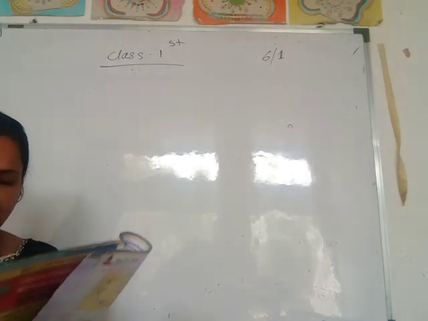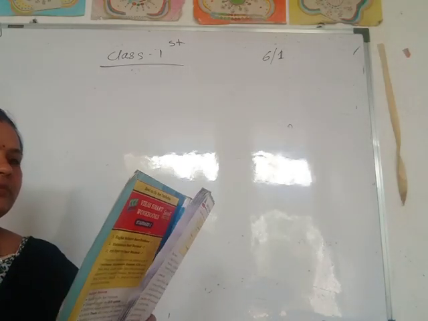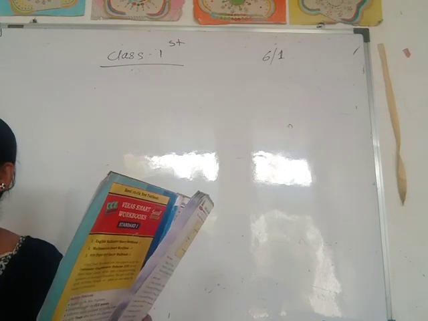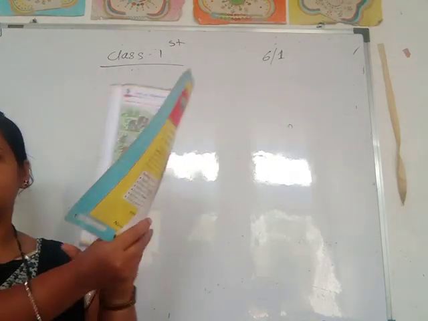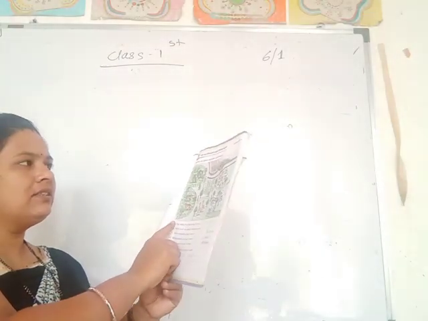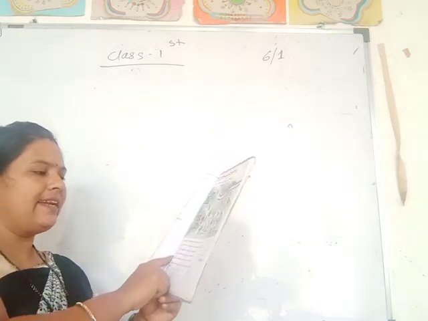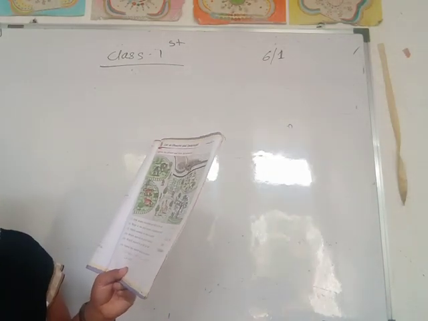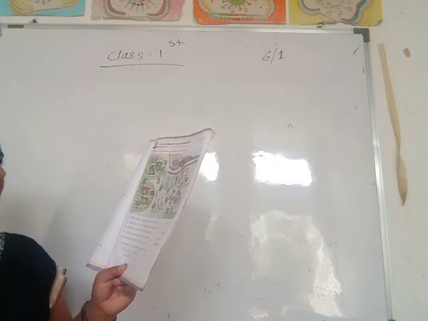Students, today we are going to study in your textbook, series page number 76, next chapter. Let us observe and understand. You see this picture? Observe the picture and write the answers. See here, the zoo. In this zoo there are different types of animals.